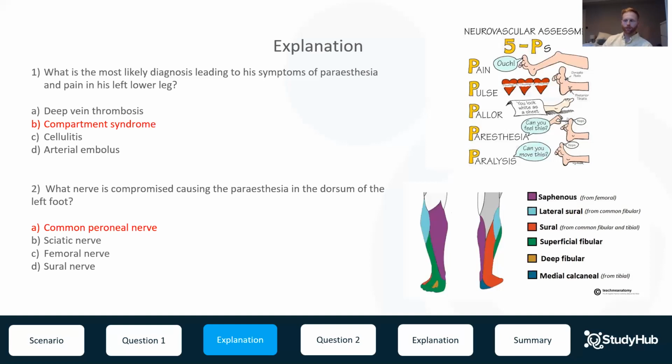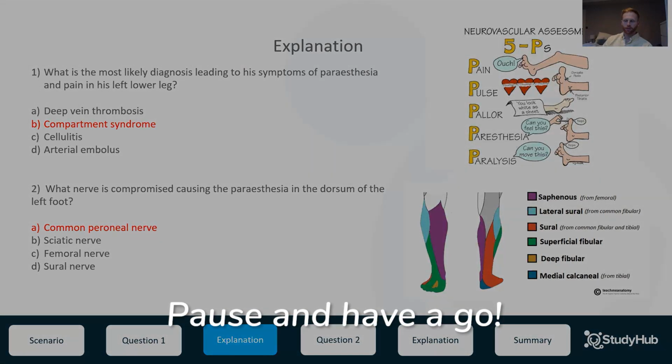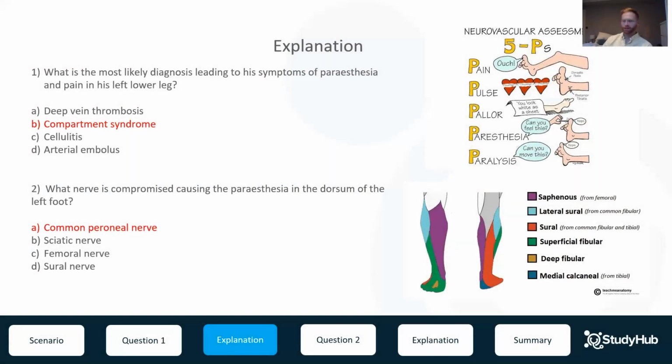Now, can you comment into the chat and give me an answer as to which nerves the common peroneal nerve divides into? Yeah, so the superficial and the deep. The superficial peroneal nerve supplies the lateral compartment of the lower leg, so that's your peroneus longus and peroneus brevis. And your deep peroneal nerve supplies the anterior compartment, so EHL and EDL, which is its muscular motor supply.